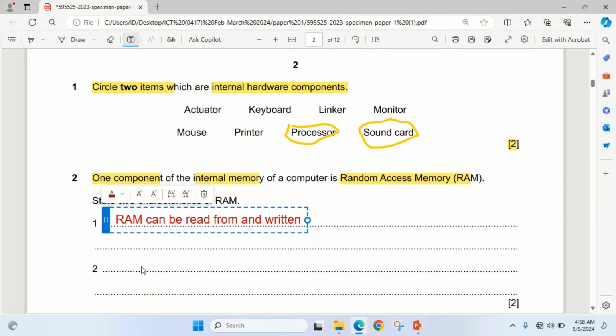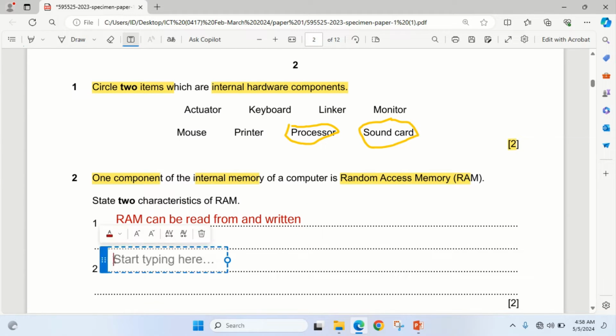Another thing about RAM is that RAM is a volatile memory. You know that RAM is a volatile memory. That means it stores temporarily. Other points you can add, if you do not use this, is you can say that RAM is temporary storage.